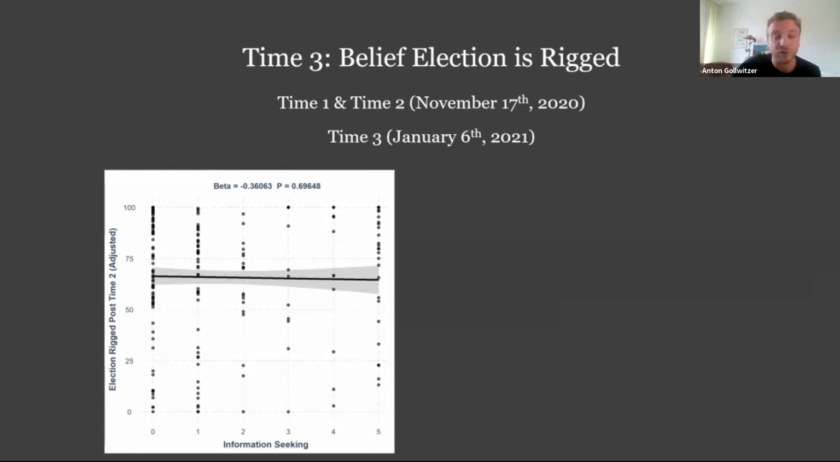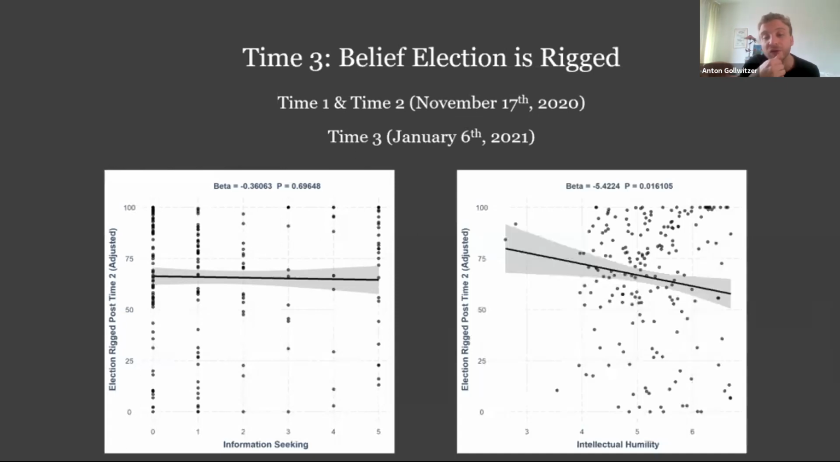Again, I don't think this is particularly surprising. It'd be kind of crazy if there was something. Second, and seemingly somewhat in contrast, intellectual humility still predicted a decrease in thinking the election was rigged from baseline 2 months later. So this link that we found seems to remain even 2 months later. So what's going on here? That's kind of weird, right?